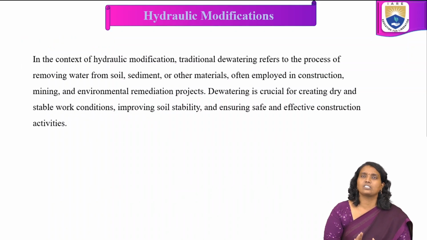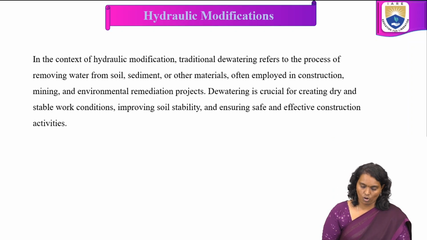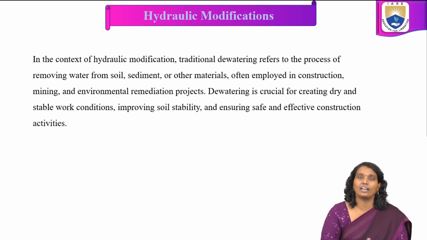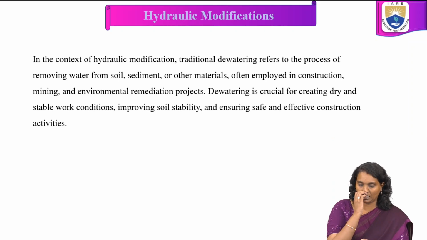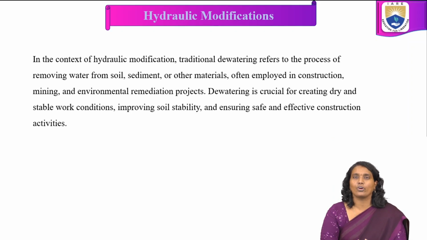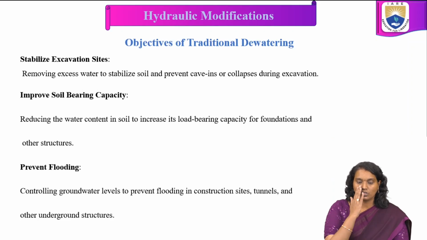In the context of hydraulic modification, traditional dewatering refers to the process of removing water from soil, sediment or other materials, often employed in construction. This is not only for construction but also for mining and environmental remediation projects. Dewatering is crucial for creating dry and stable work conditions, improving soil stability and ensuring safe and effective construction activities. For all of these, we are going to understand the techniques.